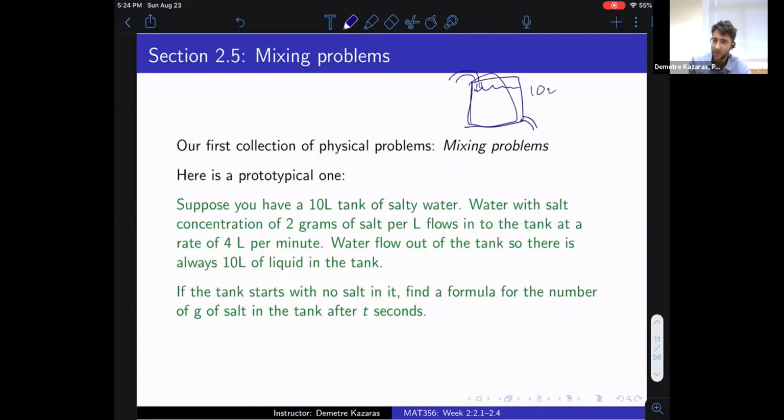Water is flowing in with some salt concentration. In this case, 2 grams of salt per liter is the concentration of salt in the water coming in, and the water comes in at a rate of 4 liters per minute. Every minute, 4 liters comes in. Looking ahead, that means 8 grams of salt comes in every minute. Water also flows out of the tank at the same rate, 4 liters per minute, so that we keep a constant volume of 10 liters.